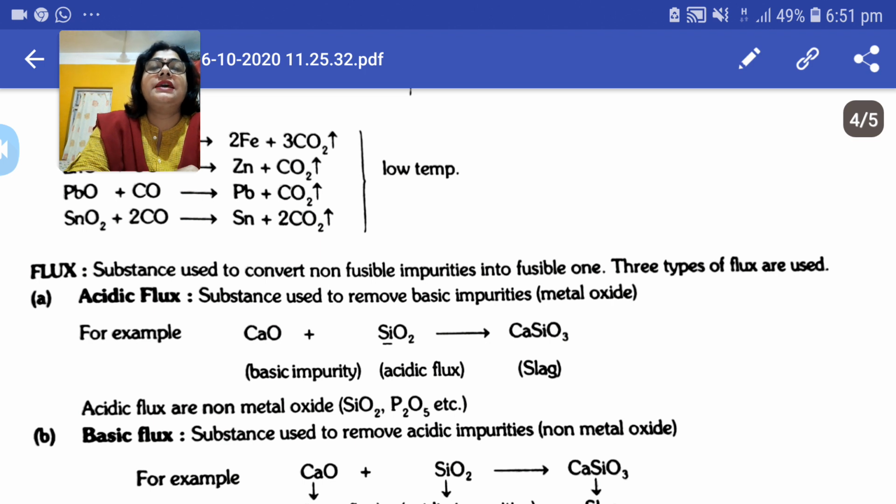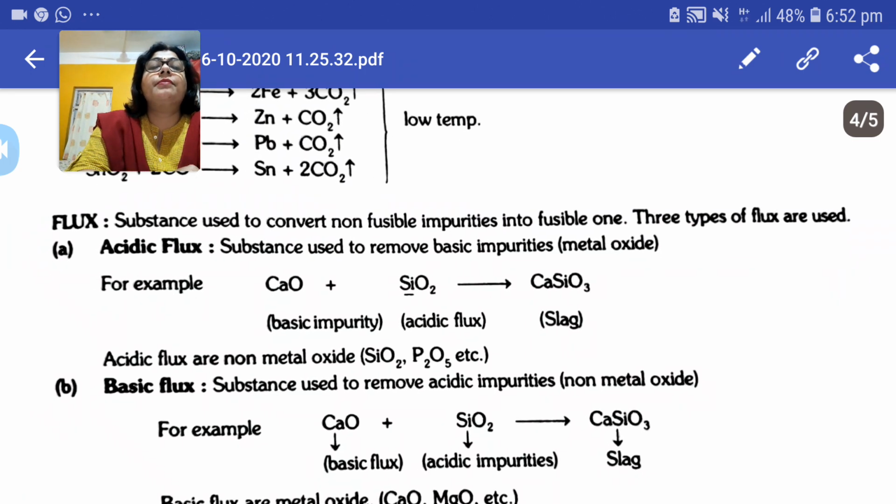Acidic fluxes are substances which are used to remove the basic impurities, metallic oxide. You see calcium oxide, that is the basic impurity which may be present. The acidic flux which we can use is silicon dioxide, and slag will be separated in the form of calcium silicate, that is CaSiO3. Now acidic fluxes are non-metallic oxides, like silicon dioxide or phosphorus pentaoxide, P2O5.